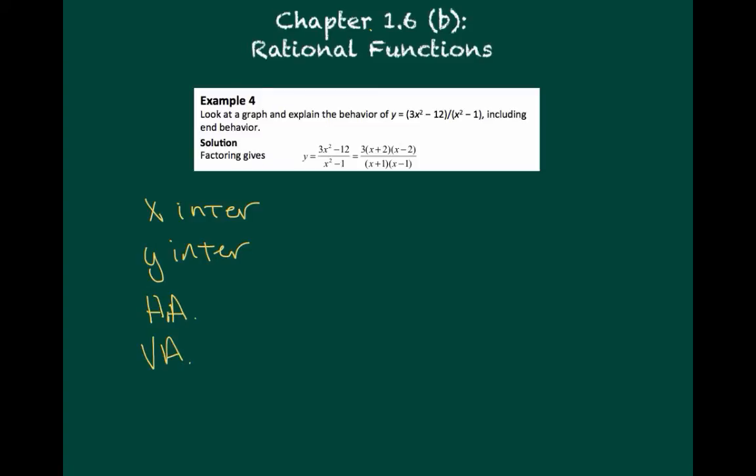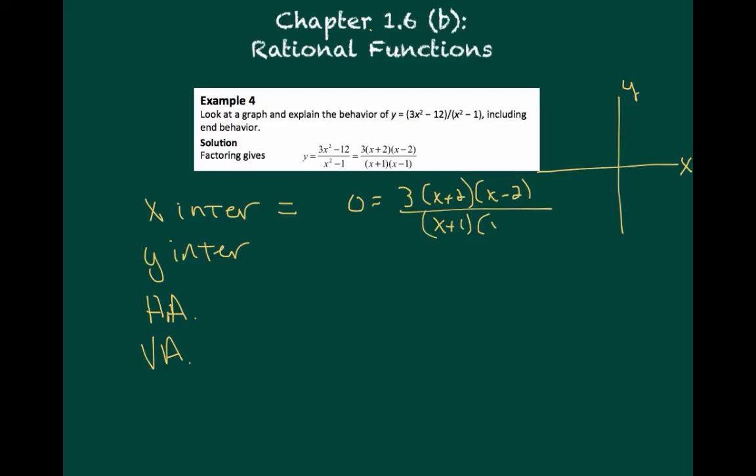So let's talk about each one of these and how to find them. To get the x-intercepts, if you look at the graph of any function, the x-intercept is the value of the function when y equals 0. So to do that, we're going to set this function equal to 0. So 0 would equal 3 times (x plus 2) times (x minus 2) divided by (x plus 1) times (x minus 1).